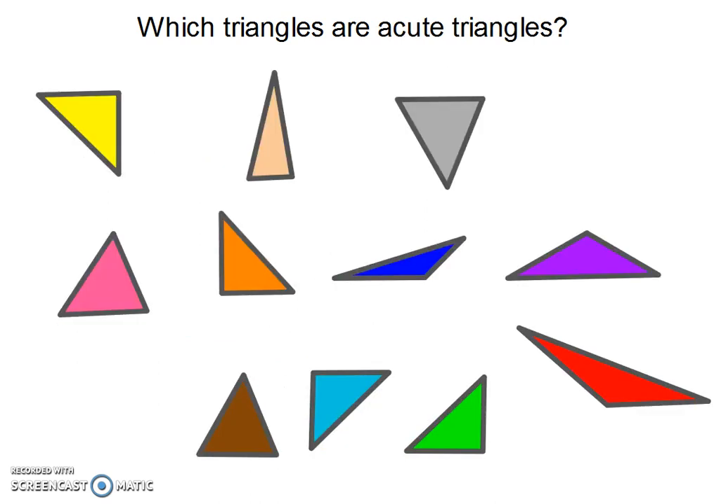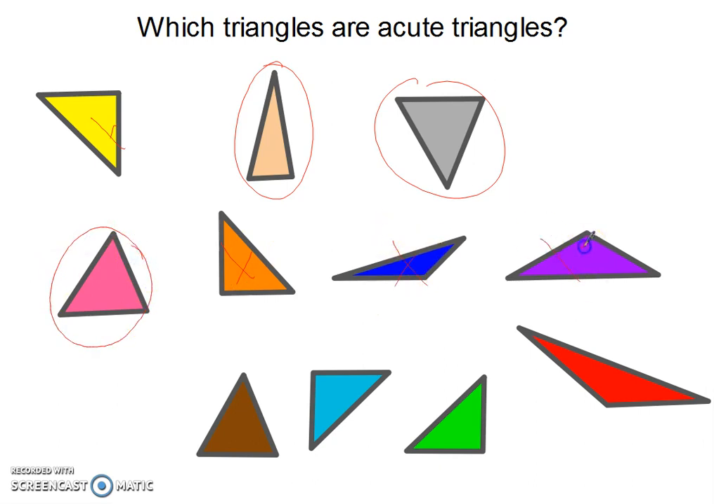That means they're not going to have any rights or obtuse. No right, no obtuse. He's got a right, he's got a right. Close, but there's no right or obtuse. Got an obtuse, got an obtuse, got a right, got a right. None of them, that makes it acute.